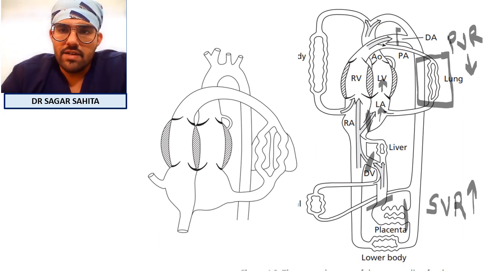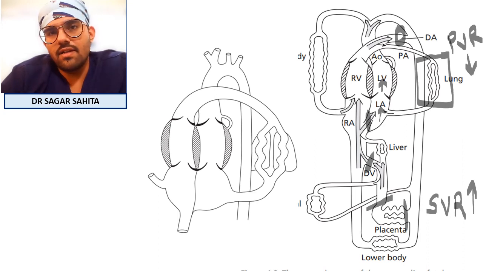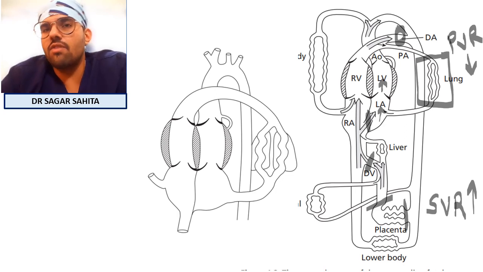This is the ductus arteriosus. As soon as oxygen tension rises, there is active constriction of the smooth muscles in the wall of the ductus arteriosus, and physiological closure normally takes place within the first 24 hours itself.